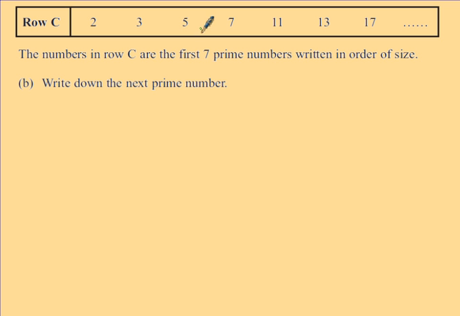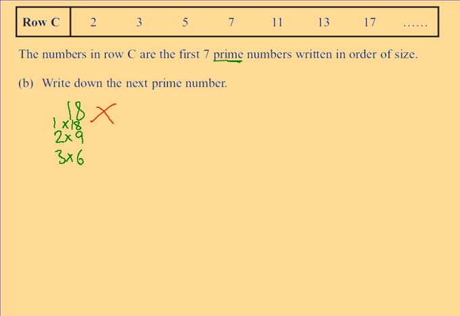So I've highlighted here for us row C, and we're told that these are the first 7 prime numbers. Now, prime numbers have a special property that they only have 2 divisors, themselves and 1. We want to write down the next prime number. So the next number after 17 is 18, but 18 can be written as 2 times 9, it can be written as 3 times 6, and of course as 1 times 18. There are too many factors here, okay, so I know that the next prime number is not 18.